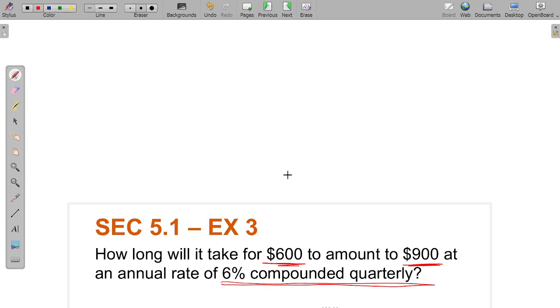Now, because it is compounded quarterly, our M is equal to 4. We must take note of that first. Now we have our rate to be 6%, and then we have our present value to be 600, and our future value to be 900. What we are looking for is our N. We don't know our N.